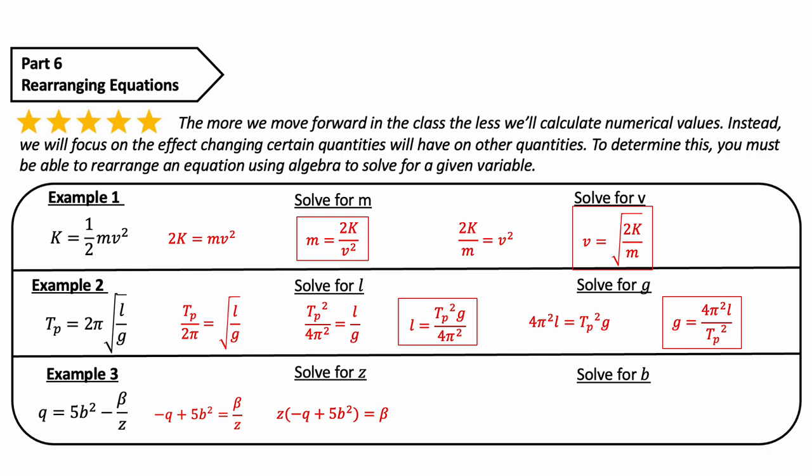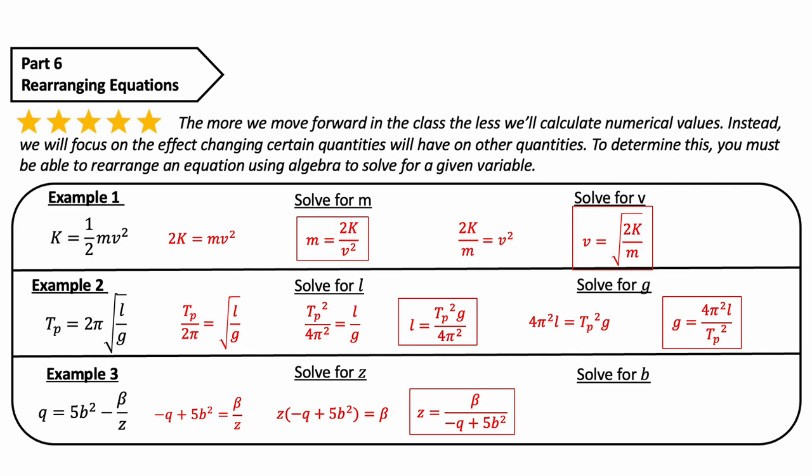What I want to do now is get z by itself, so I want to divide. I'm going to divide by everything in those parentheses. And so what that final answer is going to yield is a beta in the top, then all that beta is divided by, all in the denominator, negative q plus 5b squared. And that's my final answer, solved for z.